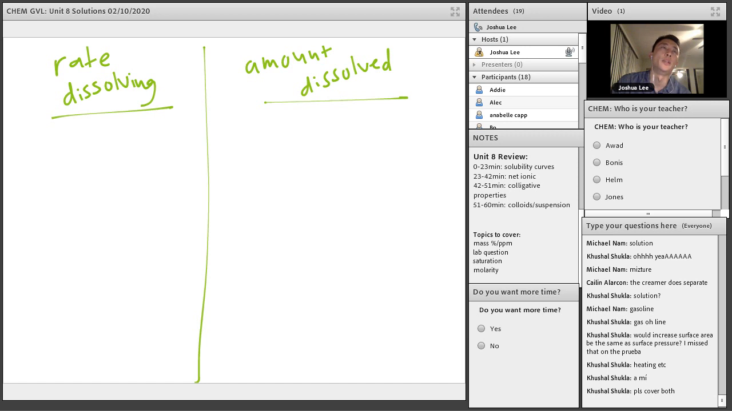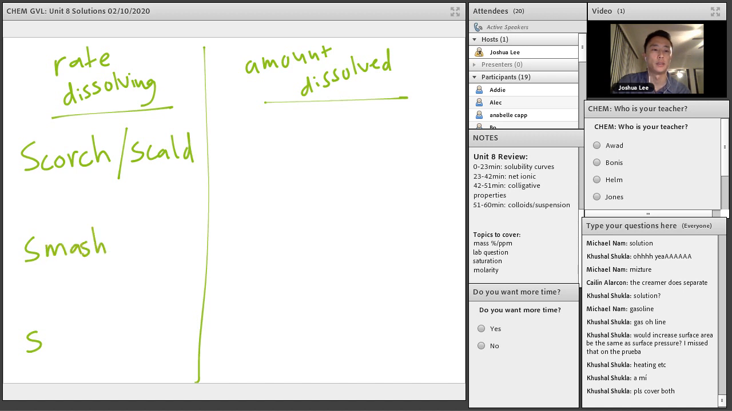A teacher told me that another teacher teaches it with the three S's: scorch, smash, and shake. Scorch, you basically are just increasing the temperature.